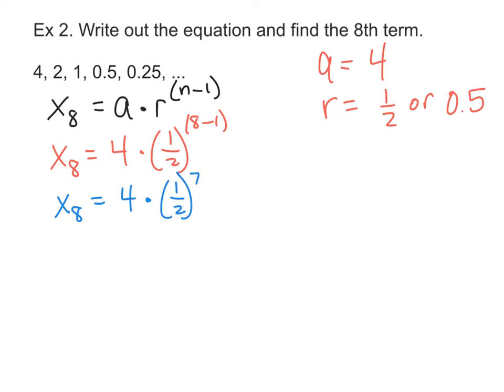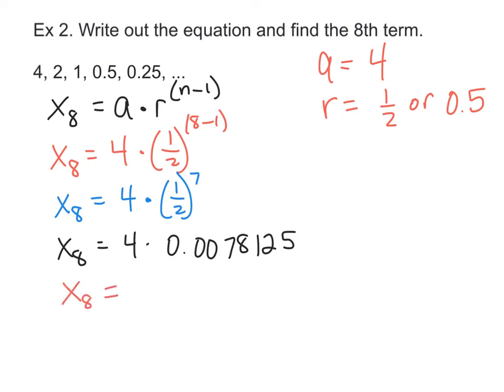You will want a calculator for this. I ended up converting it to decimals because of the calculation. So X sub 8 was equal to 4 times, here is my decimal, 0.0078125 when I plugged in the 1/2 to the 7th power. So then when I finished the problem, X sub 8 equals 0.03125. That's my answer. That's what would happen if I kept dividing by 2 until I got to the 8th term. Again, I don't want to do this by hand. It works great with the formula. You'll have the formula on the test. You just have to know how to use it.